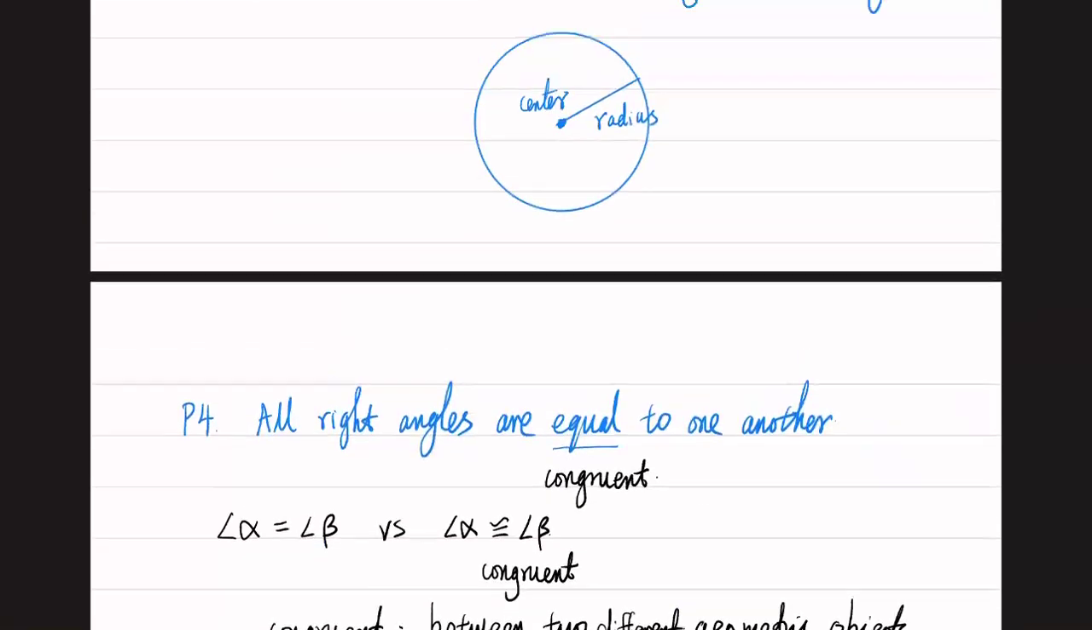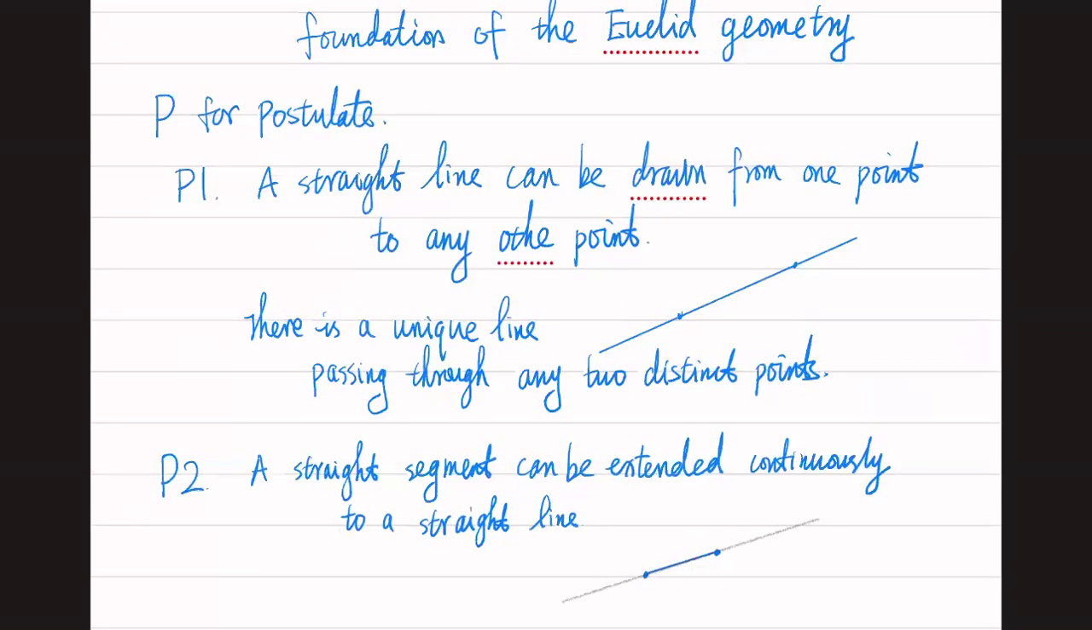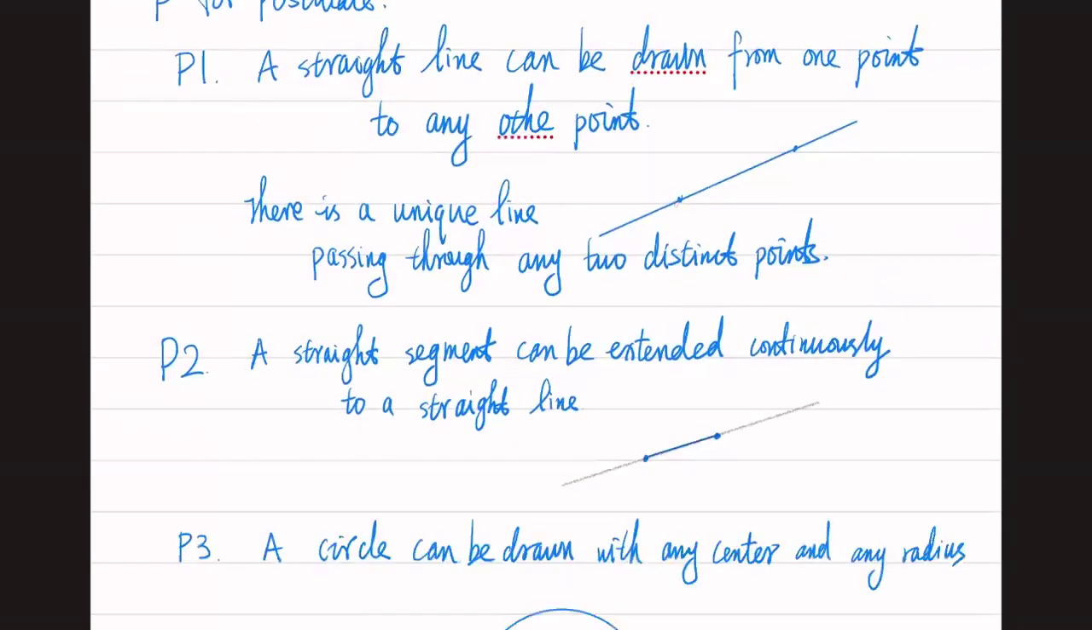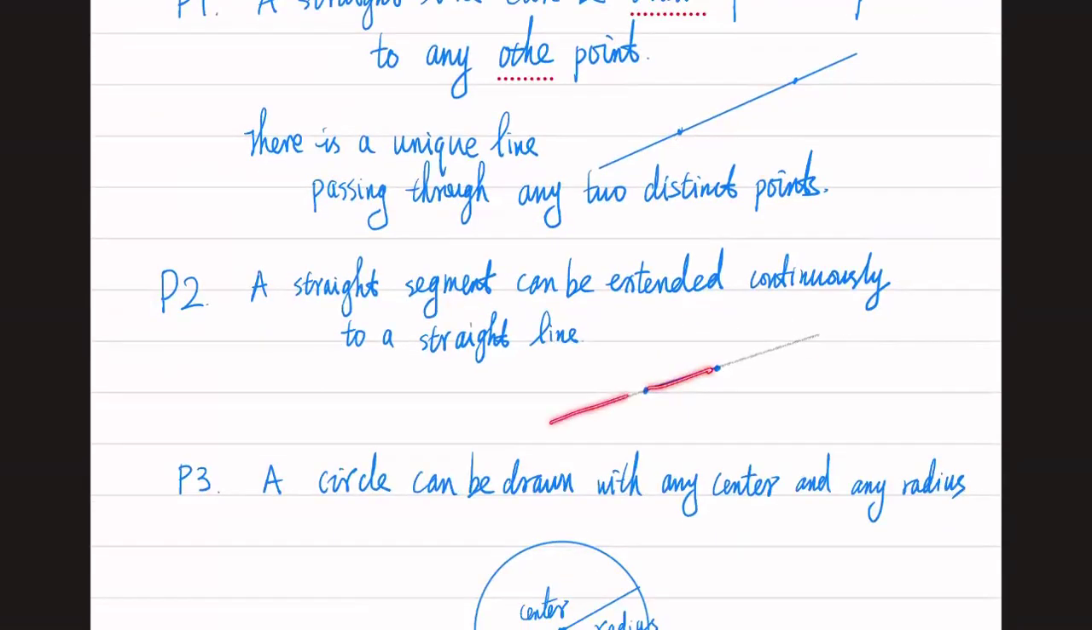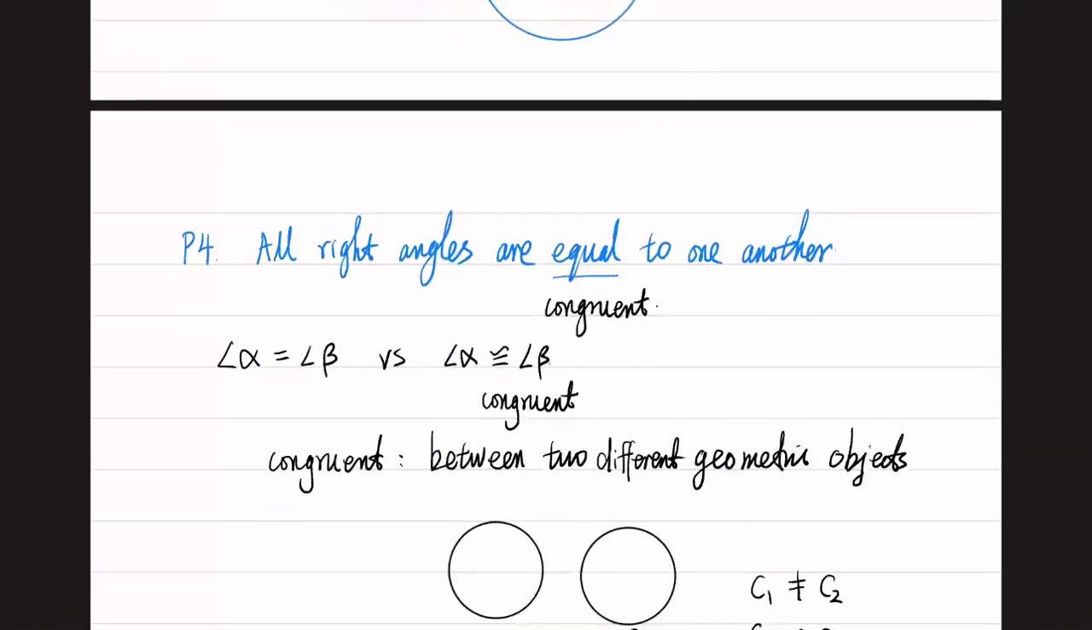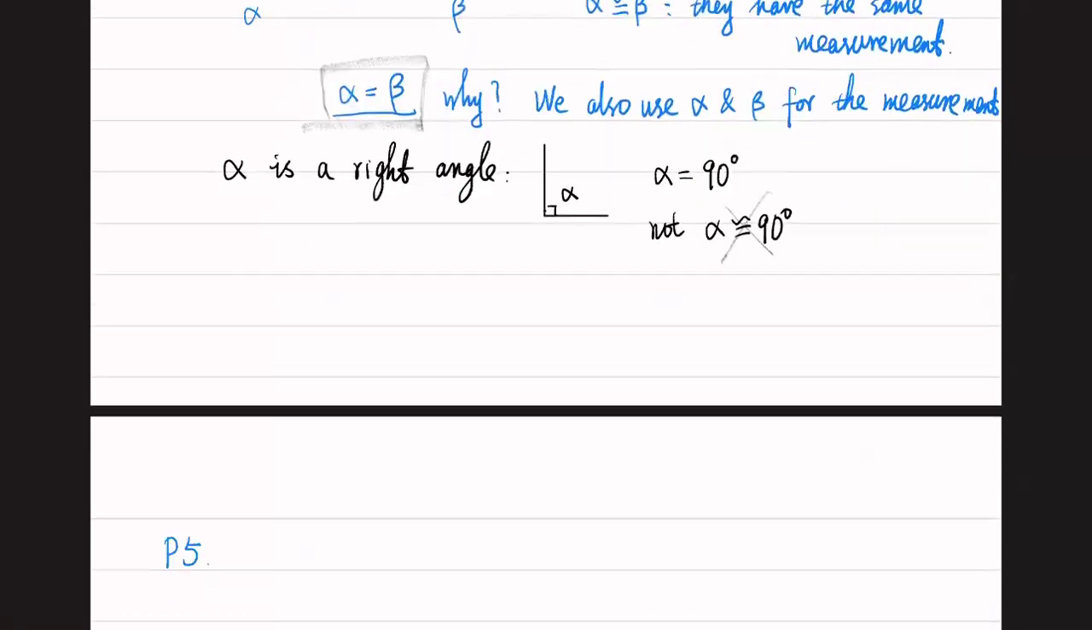Okay, so the first four postulates or axioms are very easy to understand. Two points determine a unique line. A segment can be extended to a line. Given a center and radius, we can draw a unique circle. All right angles are equal to each other. There's no ambiguity. The fifth one involves a lot of ambiguity. The fifth one is also known as the parallel postulate.